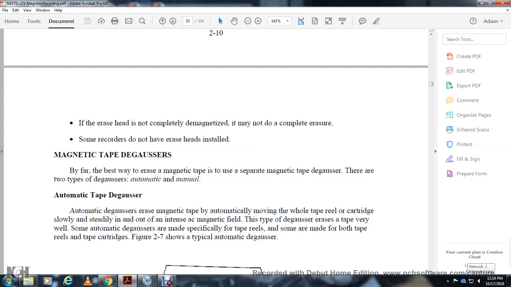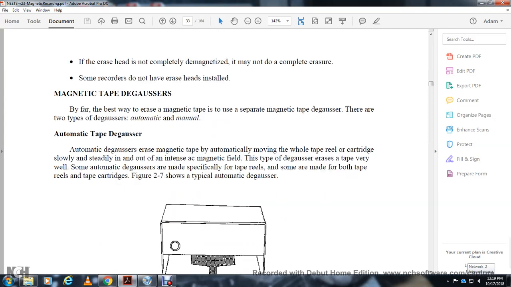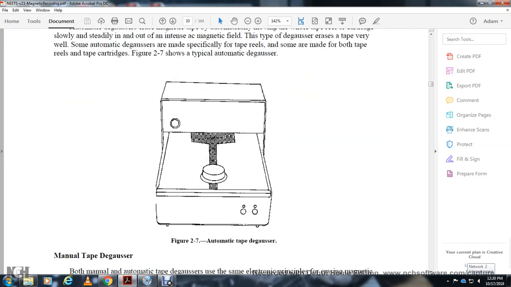There are two types of degaussers: automatic and manual. With the automatic tape degausser, the tape is moved automatically, the whole reel slowly and steadily passing through the intense AC magnetic field of the degausser, which erases the tape very well. Some of the automatic degaussers are made specifically for tape reels, and some are made for both tape reels and tape cartridges. Figure 2.7 shows a typical automatic degausser.